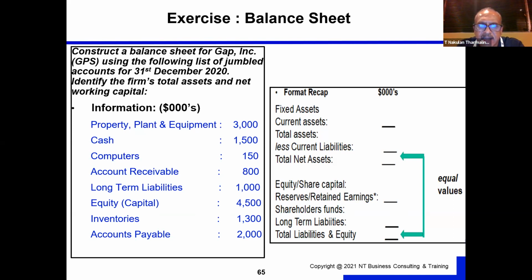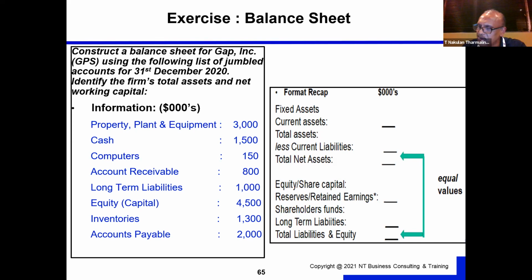Your fixed asset is 3,000 plus your computer 3,150, correct? And then you had your accounts receivable and your inventories: 4,150. Accounts receivable is 800, inventory is 1,300, which is 2,100. One minute. I think because I changed the question the other day, I probably added up wrongly. Okay, now I don't feel so bad. I know. Accountants can make mistakes too, all right?